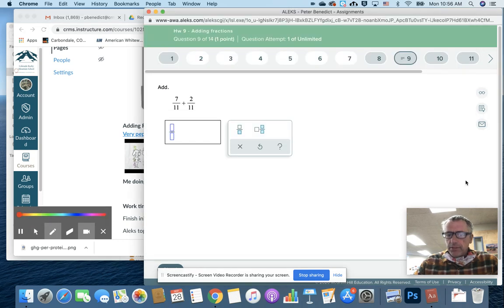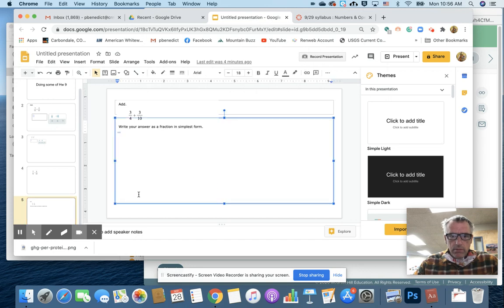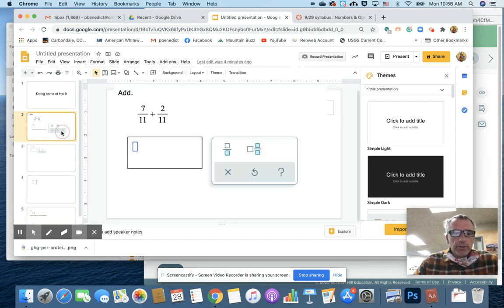Let's see if this is going to work here. Nope. So if I have, so doing some from homework 9. So here's a problem from homework 9.